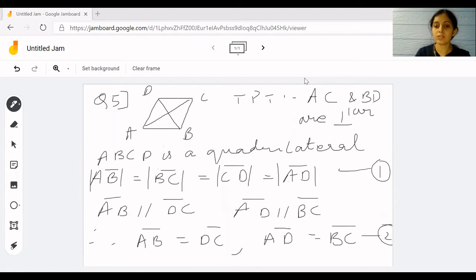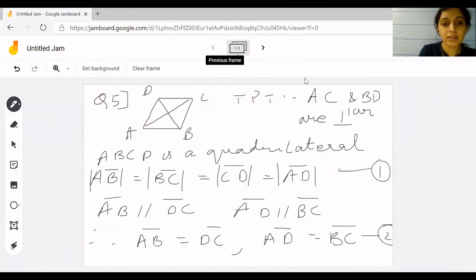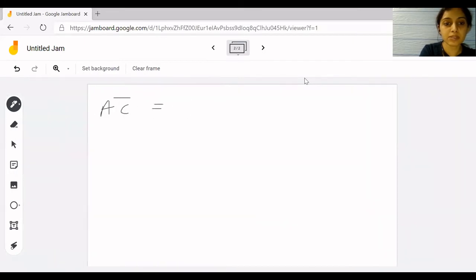So I have written that ABCD is a quadrilateral wherein the magnitudes of AB, BC, CD and AD are equal and opposite sides are parallel. Now when vectors on opposite sides are parallel, we can also say that those vectors are equal. So I have written AB bar equal to DC bar and AD bar equal to BC bar. Now let us consider the first diagonal, that is AC. So AC bar is equal to, from the diagram, if you use the triangle law, AB bar plus BC bar.